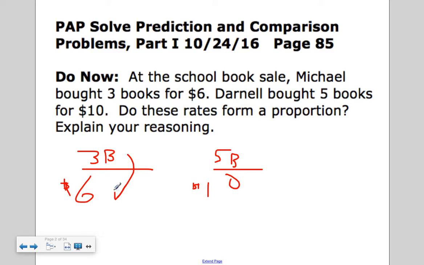How do you turn 3 books to $6? Times 2. How do you turn 5 books to 10? Times 2. So they are going to form a proportion. If you simplify this, it's 1 book for $2. This will be 1 book for $2. So they do make a proportion. Another way is, this will simplify to 1 book, $2, and this will simplify to 1 book to $2. So a proportion are equivalent ratios, equivalent fractions, rates.